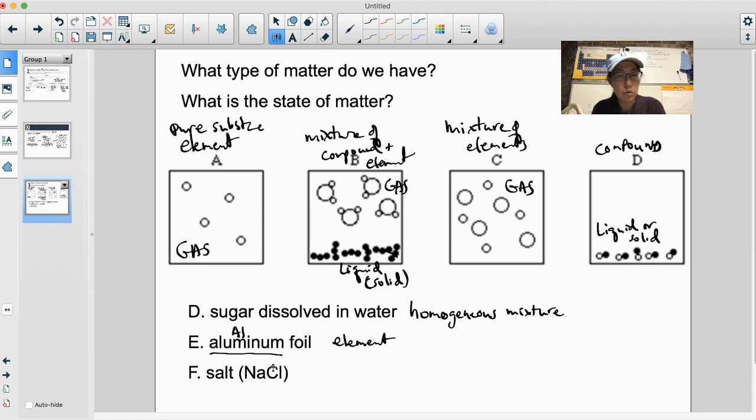And then F, salt, NaCl. Well, I see two different elements, right? Capital N, capital C means we have sodium and we have chlorine, sodium chloride. Salt is a compound. Writing these elements together means that they are chemically bonded. They are bonded together into a unit. So this is a compound.